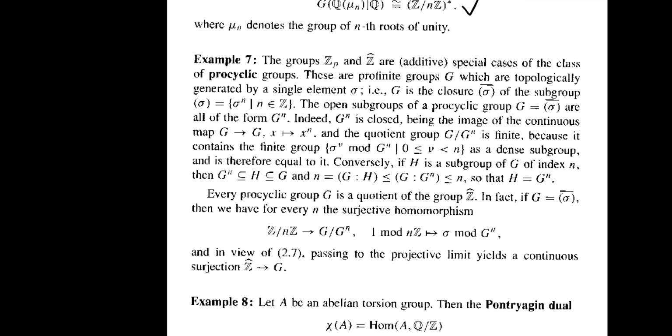As groups, Z_p and Z-hat are special cases of the class of procyclic groups. These are profinite groups G which are topologically generated by a single element. Yes? G is the closure of the subgroup.